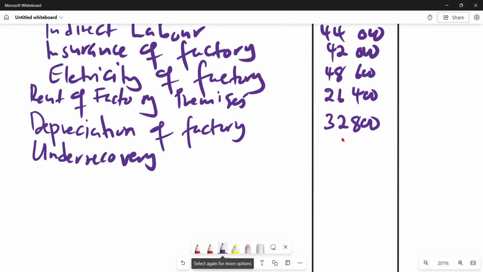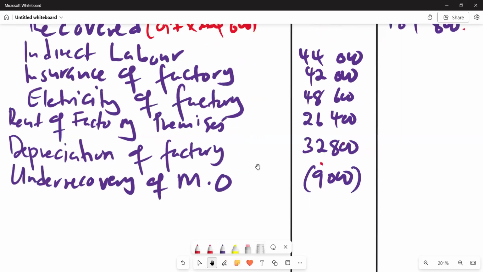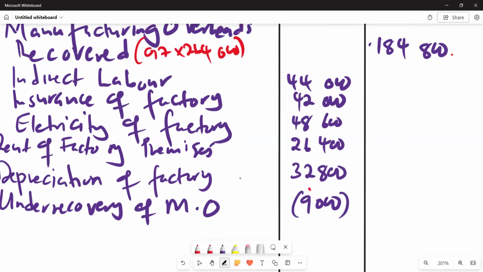Under recovery of manufacturing overheads, the amount that we are putting is 9,000, and we are putting it in brackets to subtract it so that it gets back to the applied one. So if you now add 44,000 plus 42,000 plus 40,600 plus 20,400 plus 32,800 minus 9,000, it should get back to 184,800. So this is what we have.